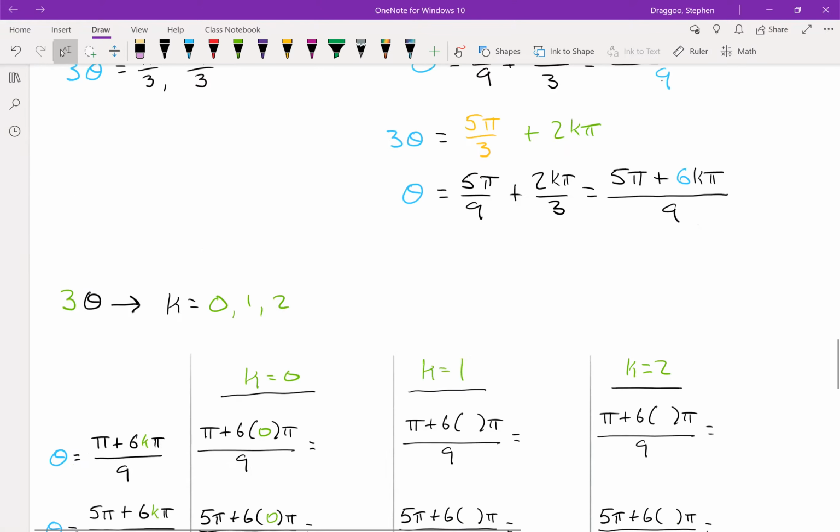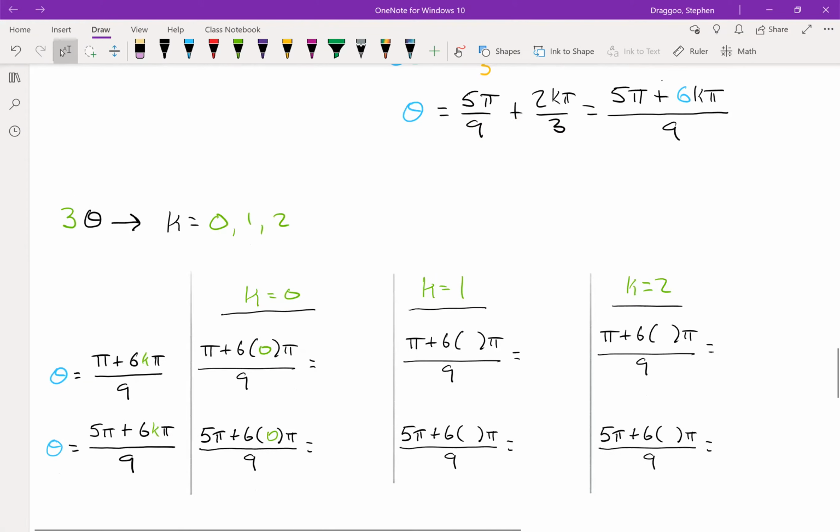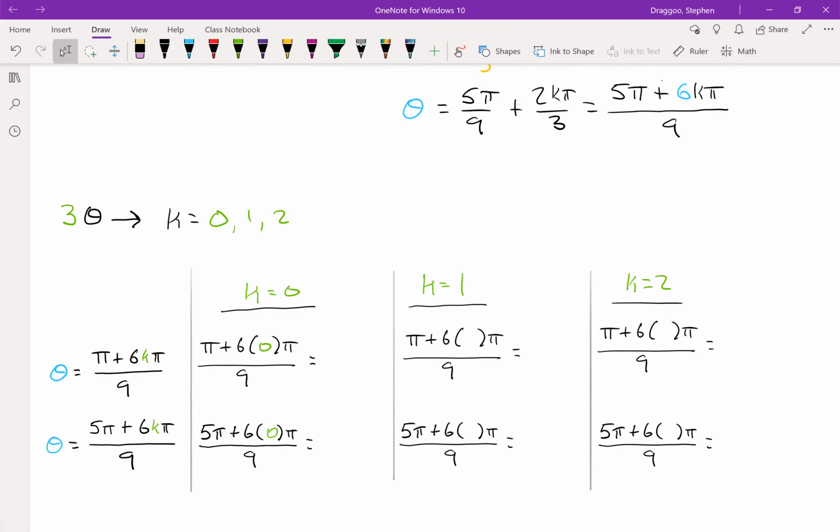So we'll come down to this table where I'm going to be plugging in 0 and then 1 and then 2 into each equation for k. Those equations being pi plus 6k pi over 9 and 5 pi plus 6k pi over 9. So in the case of 0, I get pi plus 0 over 9, which is just pi over 9, and 5 pi plus 0 over 9, which is 5 pi over 9.